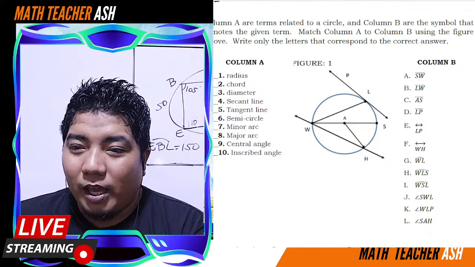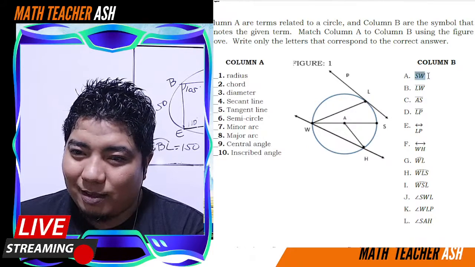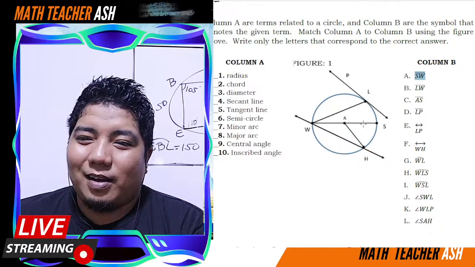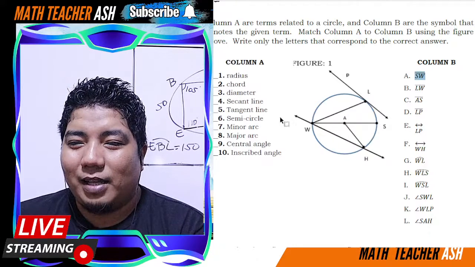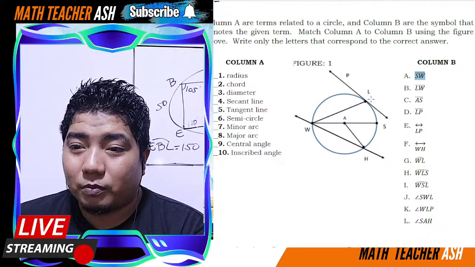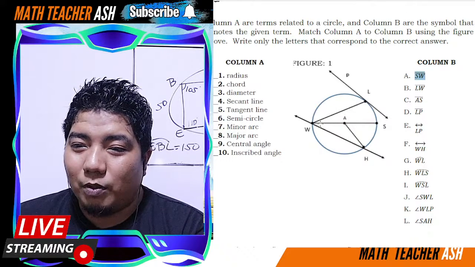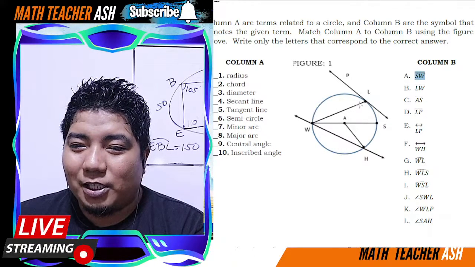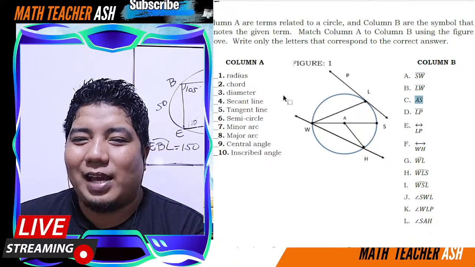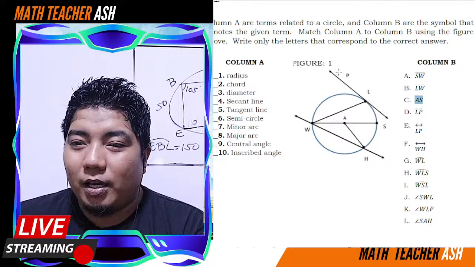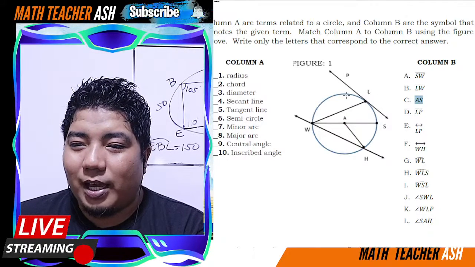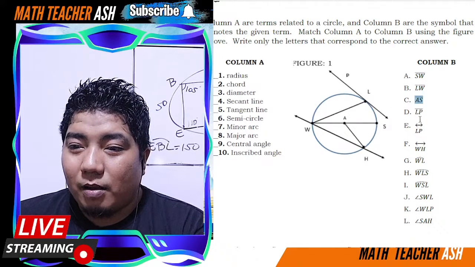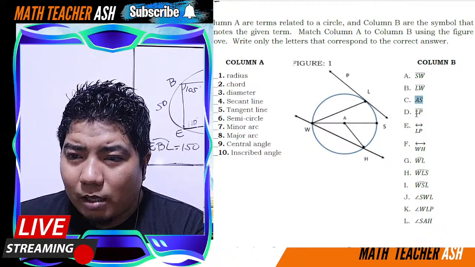Tingnan natin. SW is not a radius. Of course, this is a diameter. Ayan, may diameter ka na. LW. Ito, LW. This is not a diameter. This is just a chord. So, may chord ka na. AS. Ayan, may radius ka na. LP. Ito, sa labas ito. So, this is what you call a tangent. Teka lang. LP, line segment LP lang yata ito.